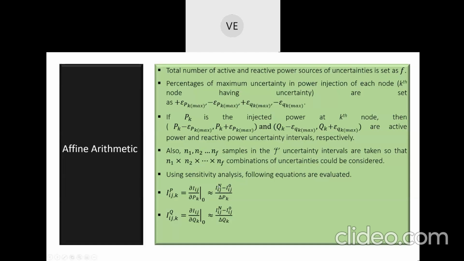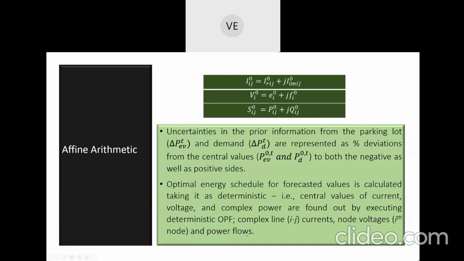But IIJ n is for the uncertainty. That means you are slowly perturbing the active power injections from each node based on the uncertainties. P plus delta P, or P minus delta P, you are slowly incrementing or decrementing the active power. Based on that, you are again running the load flow and getting IIJ n, the new value. Now divide by delta PK. Delta PK is the change in power injection, whatever change you have inflicted on the nodal power injection. So like that you are getting the sensitivities also.